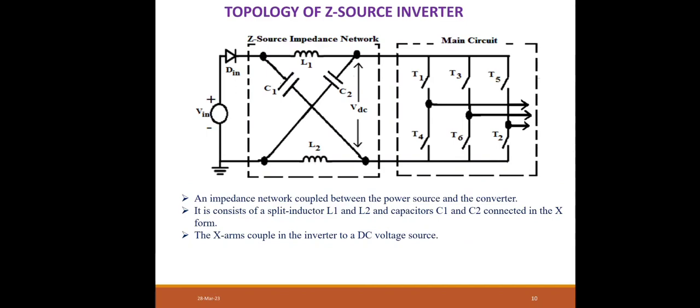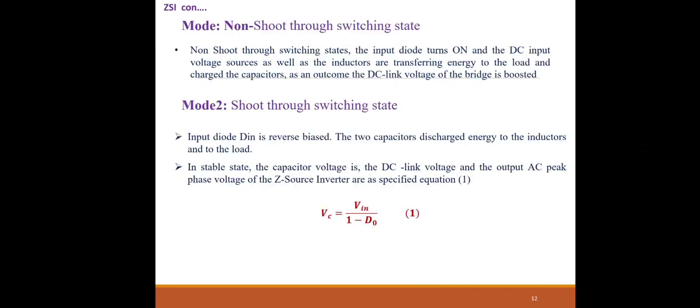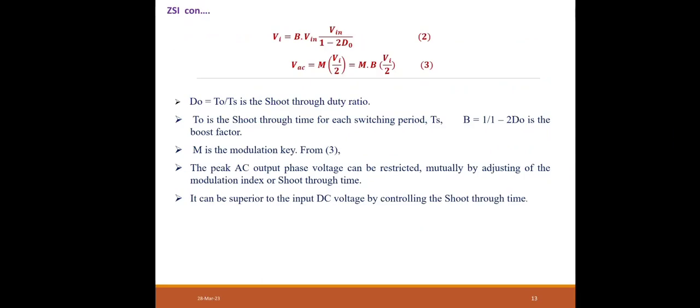Topology of Z-source inverter. In this diagram, these two are the Z-source impedance network and the main circuit. These are coupled together. It has two split inductors, L1 and L2, and two capacitors, C1 and C2. There are two modes: the non-shoot-through switching state and the shoot-through switching state. These modes are represented in the waveforms.